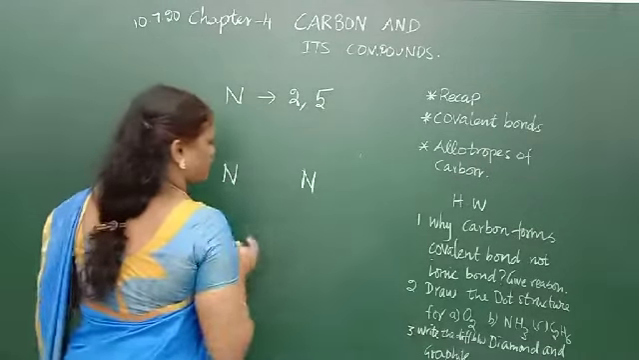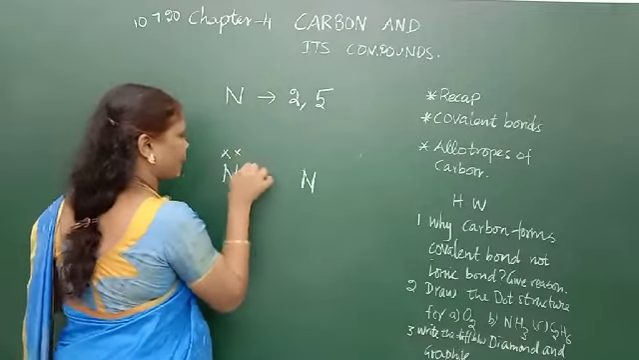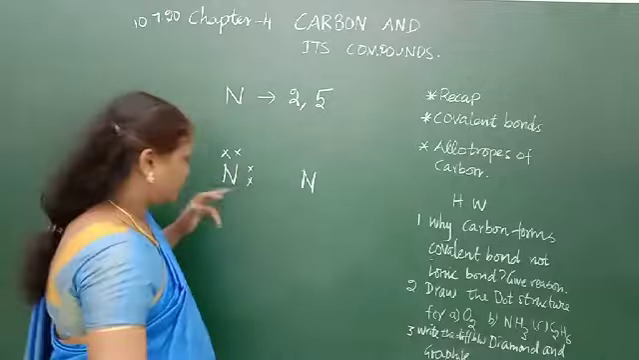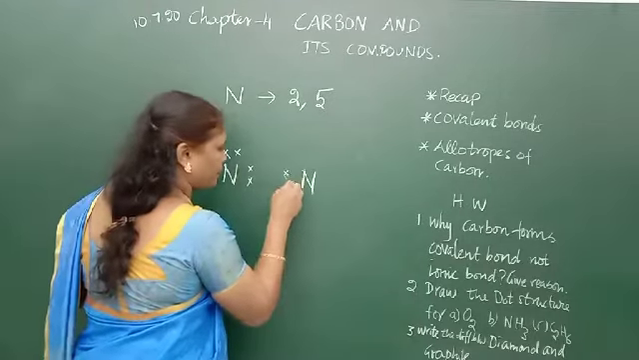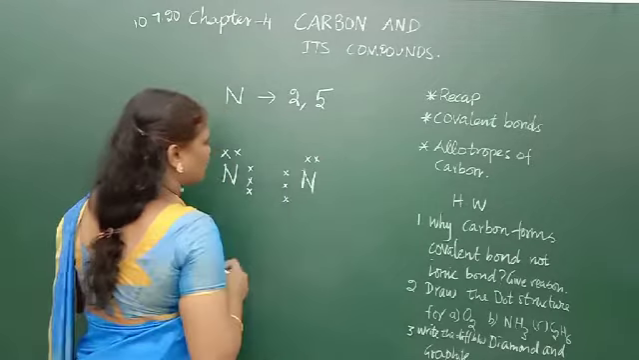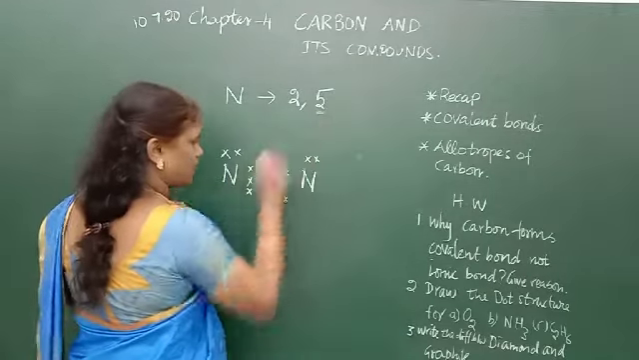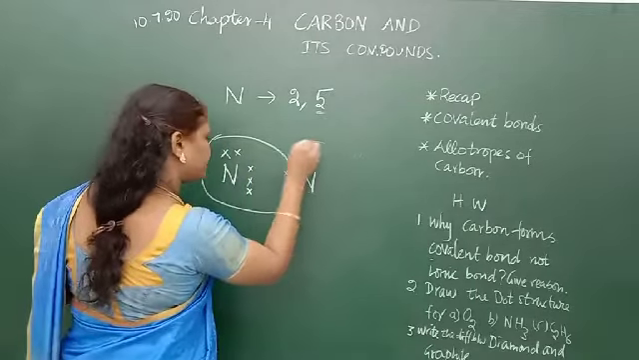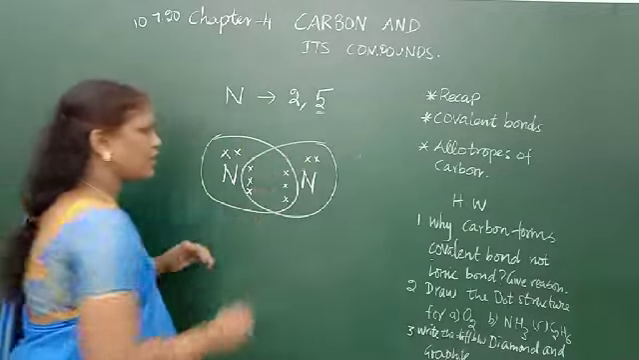Nitrogen, another nitrogen. It has how many? 5. Okay. Instead of a dot, you can use this symbol also. So they have 5 electrons each in the outermost shell. So we have to consider that, and it will be forming a bond between 2 nitrogen. This is the dot structure.